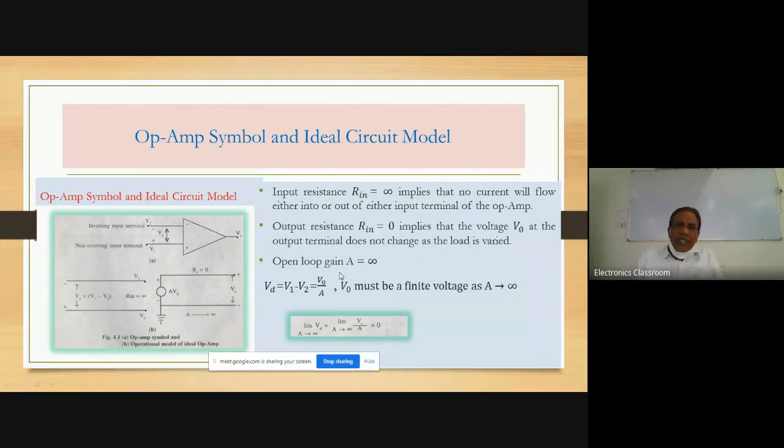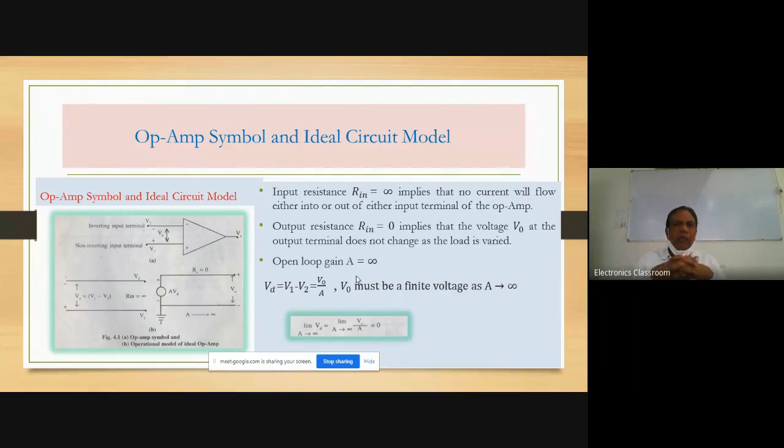And the third assumption is that the open loop gain of the operational amplifier is A equal to infinity. What is this? A equal to infinity means the open loop gain of the operational amplifier is infinite. Open loop gain means there is no connection between the output and the input. And we can calculate the gain of the operational amplifier as V0 divided by Vi. That is the fundamental formula to calculate the gain of this operational amplifier.